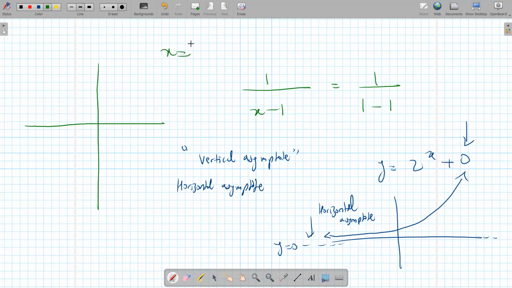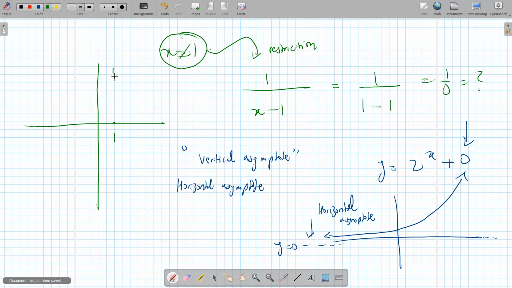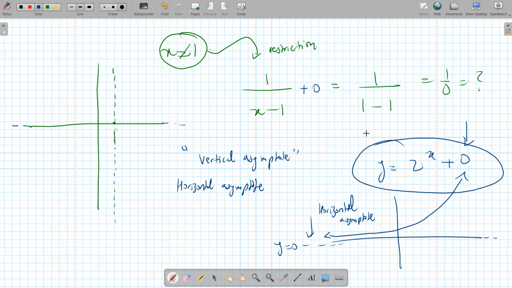So x cannot be 1. We've decided this, right? If x were to be 1, then we get 1 over 0, which is what? x cannot be 1. This function has a very strict restriction. So that means x cannot be 1, and there's going to be an invisible wall like this. Our function will never cross this barrier. It also has a horizontal asymptote, which I'll tell you how to find in a bit, or you can just decide it. What's the d value here? What are we adding to this? We're adding a 0, just like here. The d value is 0, so that's always going to be a horizontal asymptote.